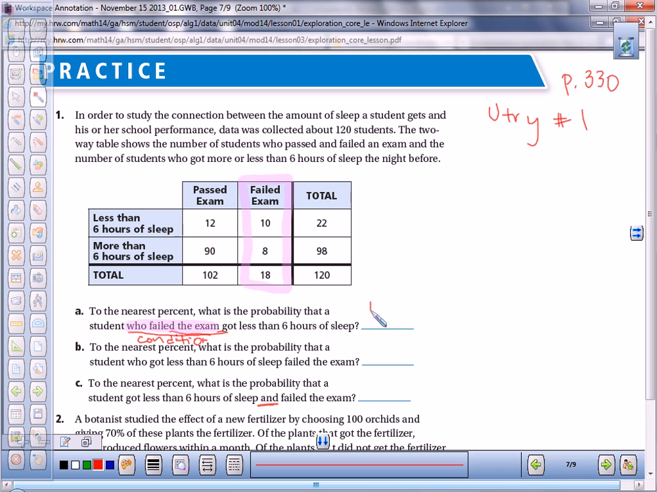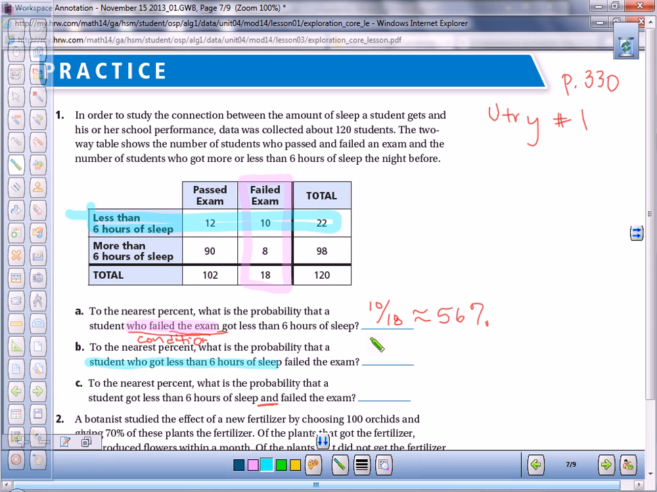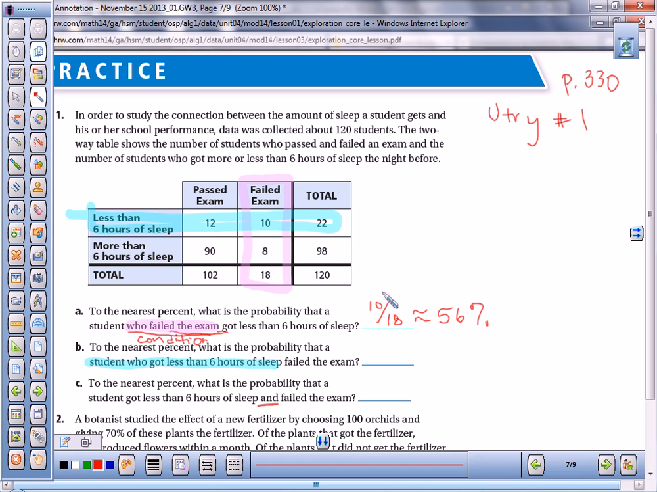Okay, did you get 10 out of 18 for this one? And so that is approximately 56%. Okay, so let's look at the next one. This one says, to the nearest percent, what is the probability that a student who got less than 6 hours of sleep, so that is our condition. They got less than 6 hours of sleep, so we are working in this column. Failed the exam. So how many of these kiddos failed the exam? 10. Out of how many kids were there? 22. So that is approximately 45%.